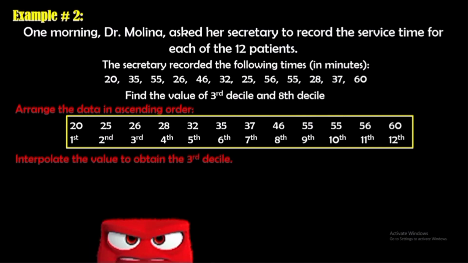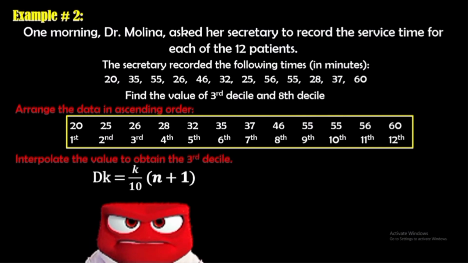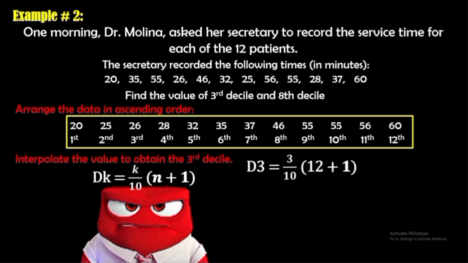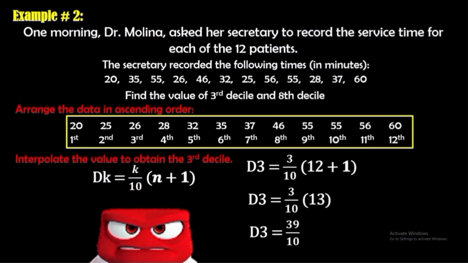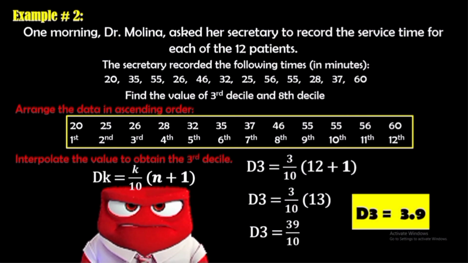Interpolate the value to obtain the third decile. Now here is the formula. Then substitute the given data. 12 plus 1 is 13. 39 divided by 10. Our third decile position is 3.9.